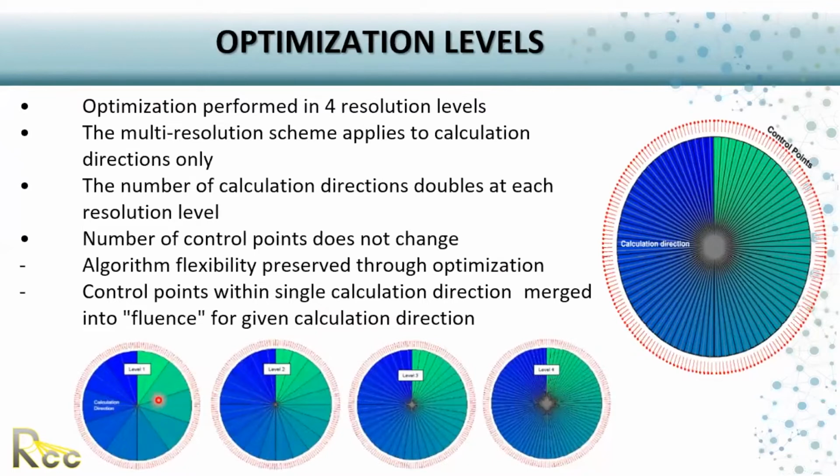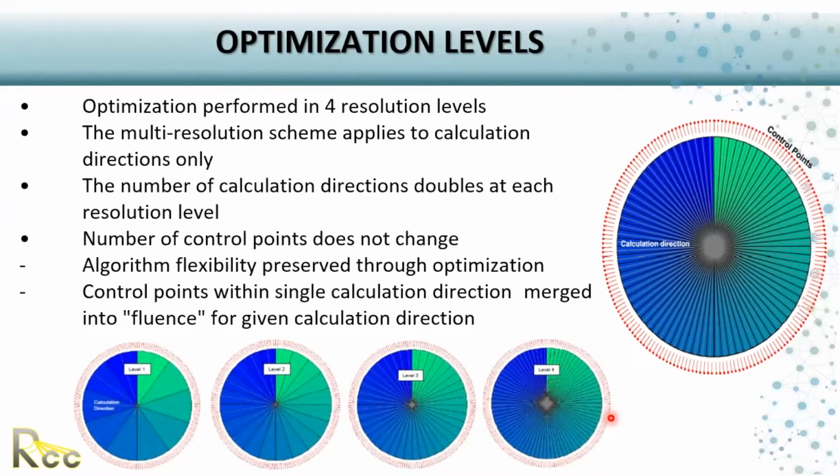So level 1, let's say you have 50. Level 2, you will have 100. Level 3, you will have 200. Level 4, you will have 400. So each one of these levels doubles the other one of the resolution to find the fine tuning of your beam. The first one kind of will determine most of the things, and the next ones will be like fine tuning. So now number of control points doesn't change, which is 178 control points.